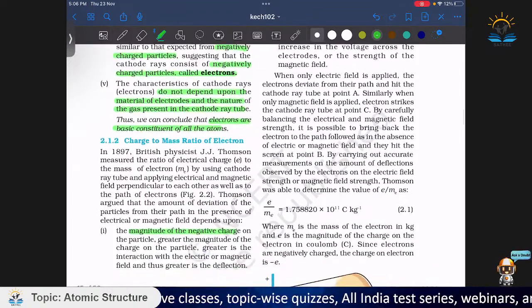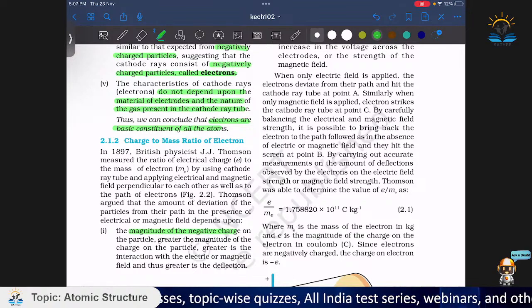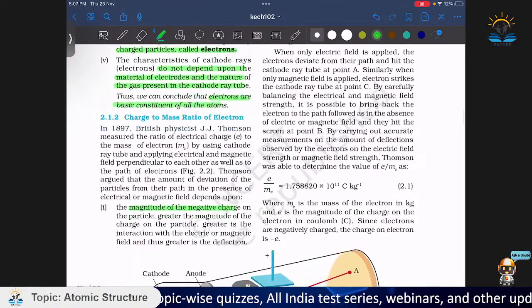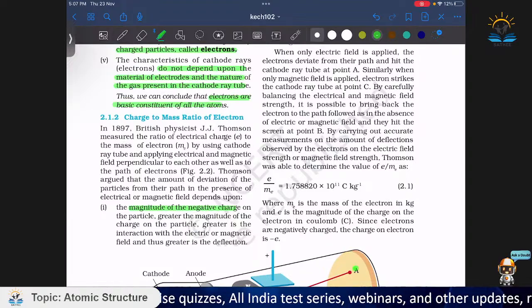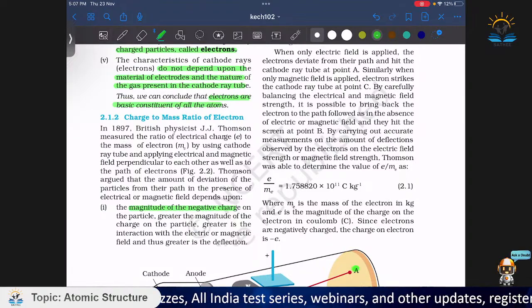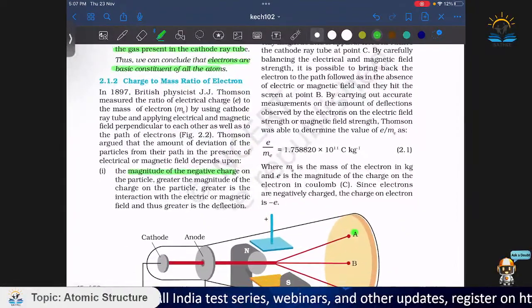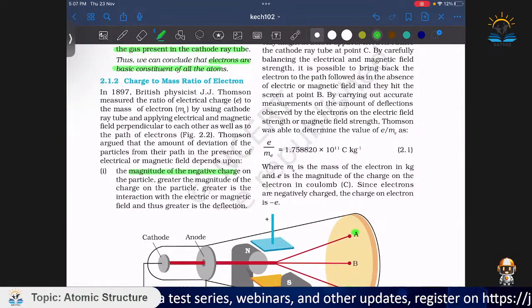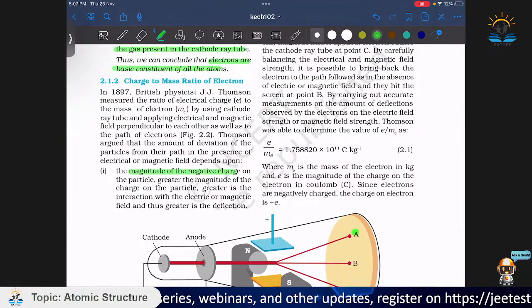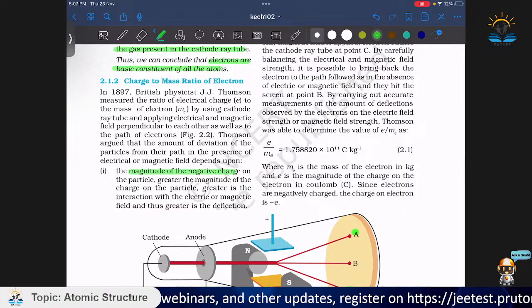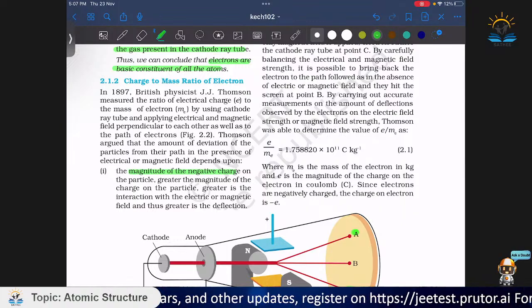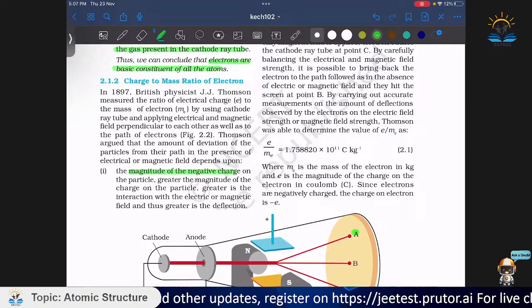When only the electric field is applied, electrons deviate from their path and hit the tube at point A. And when only the magnetic field is applied, they hit at point C. When both electric and magnetic fields are applied, it is possible to bring the electron back to the path followed in the absence of electric and magnetic fields.